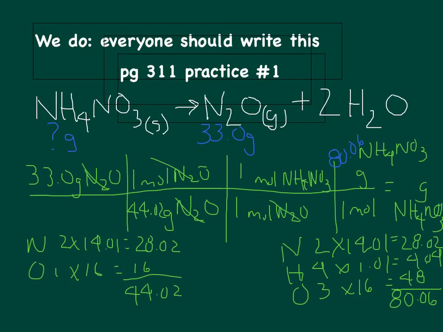Alrighty, multiply them all together, and we are ready to find our end result. 33 times 80.06 divided by 44.02, and the answer is, I'm going to have to stick it up here somewhere because we're running out of space. The answer should be 60.0 grams of NH4NO3. So that should be your answer.